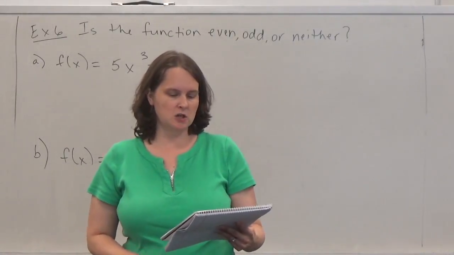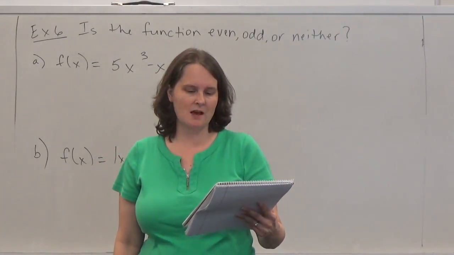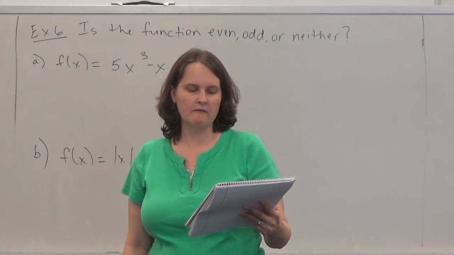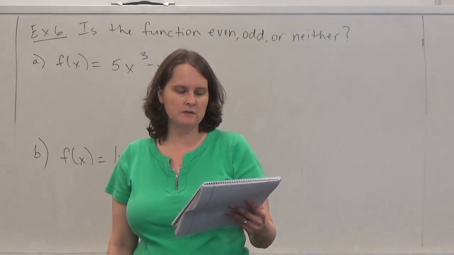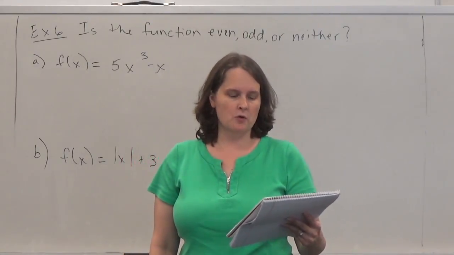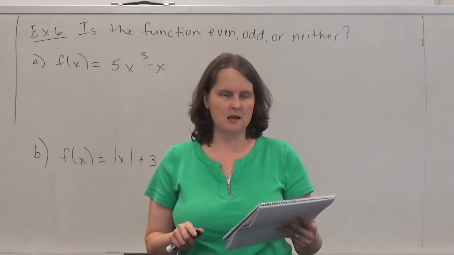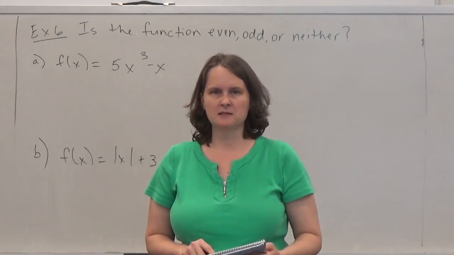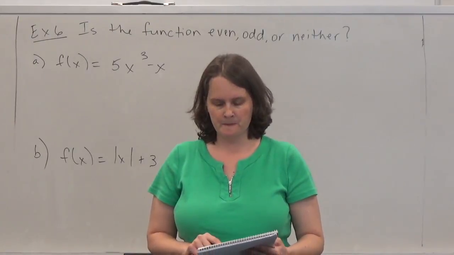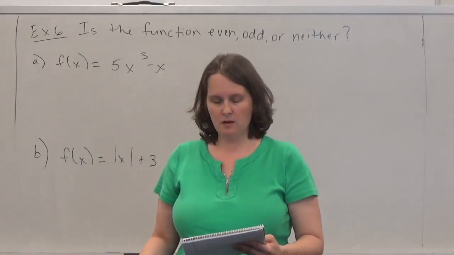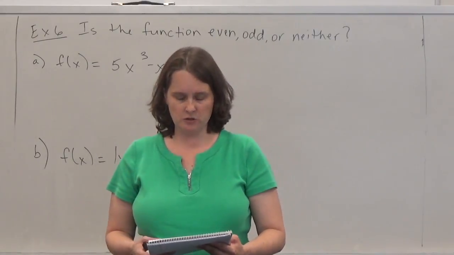We have the definition: if f of negative x equals f of x for every value of x in the domain of the function f, then f is called an even function and its graph is symmetric about the y-axis. So f of negative x equal to f of x, what does that mean? That means if you put negative x in place of your x in the original problem, and you get the same y values back, so your y's are still the same, then that would be an even function.